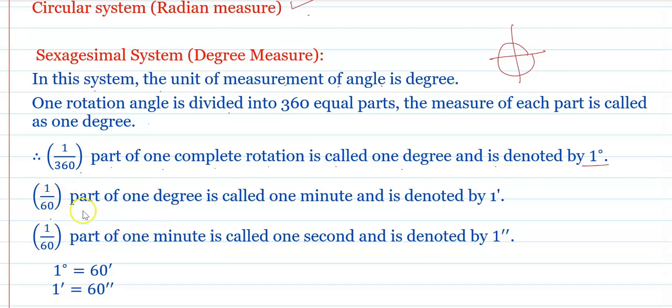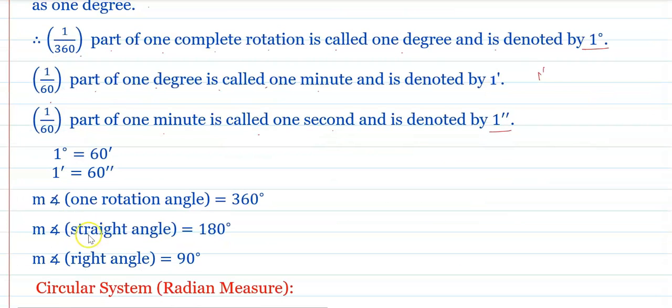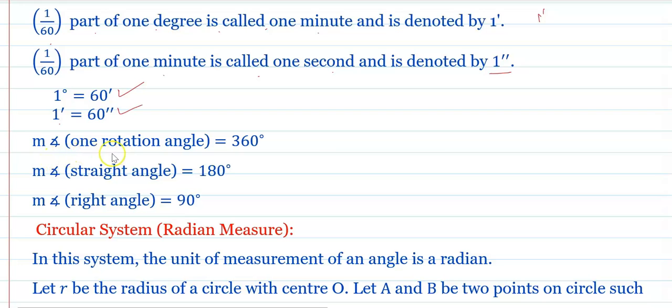1 upon 60 part of 1 degree is called 1 minute and it is denoted by 1 with a dash mark on top. 1 upon 60 part of 1 minute is called 1 second and it is denoted by this double dash. Okay. And hence 1 degree is equal to 60 minutes and 1 minute is equal to 60 seconds. Therefore, the measure of one rotation is 360, the measure of a straight angle is 180, the measure of a right angle is 90 degrees.